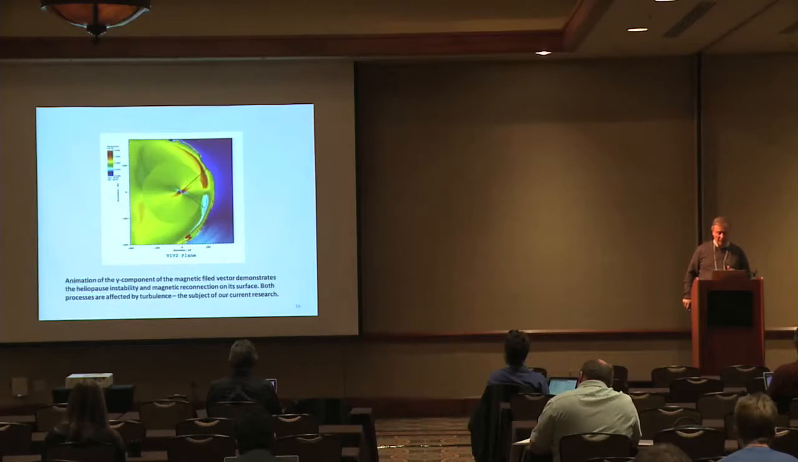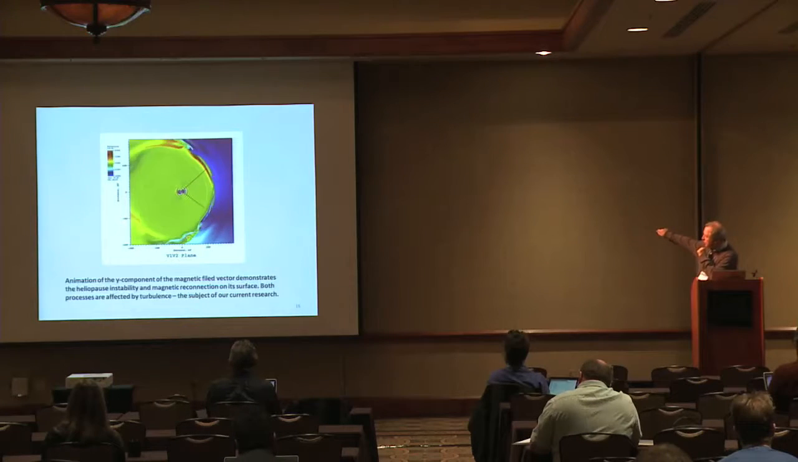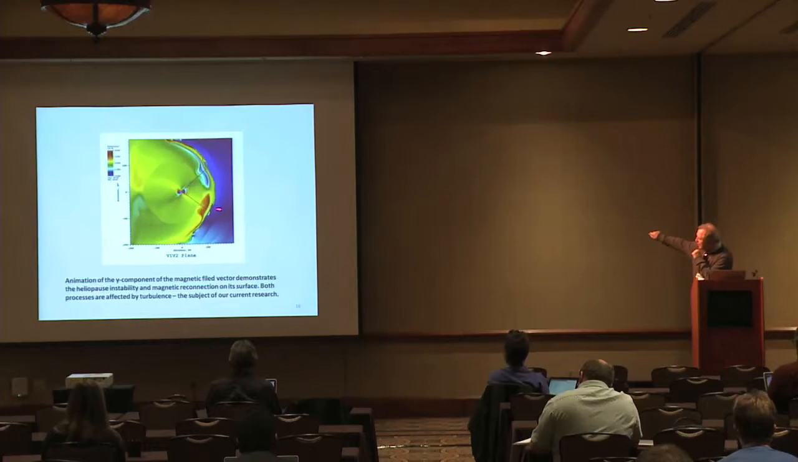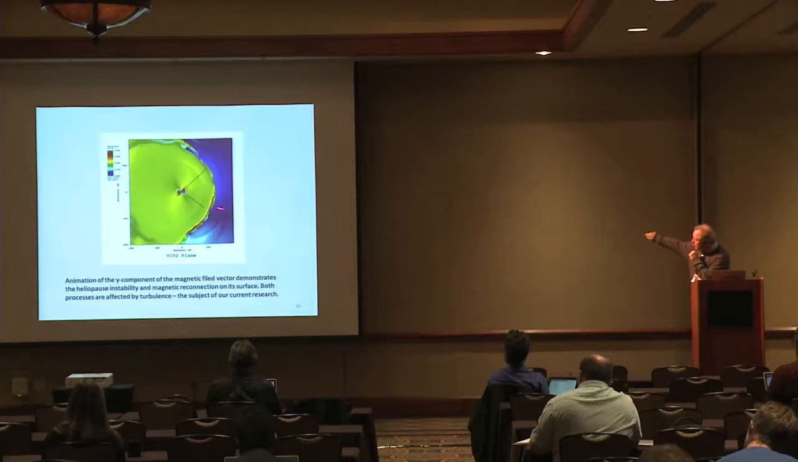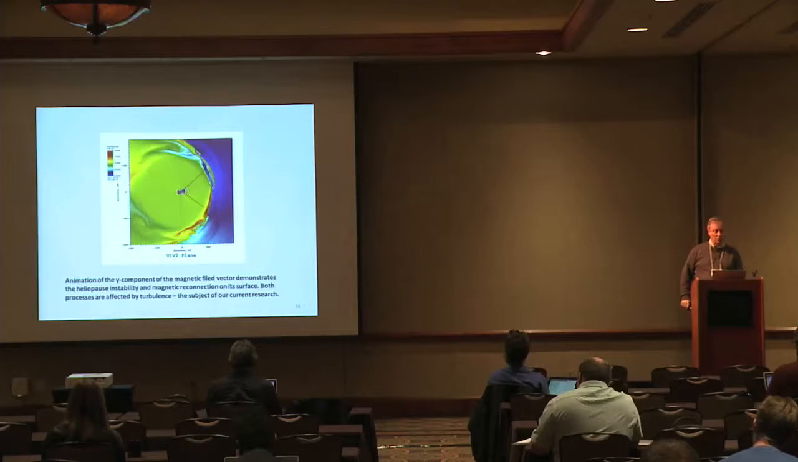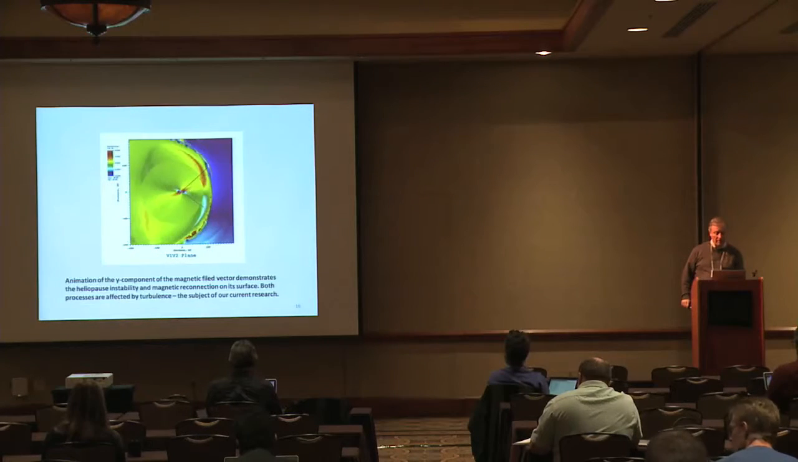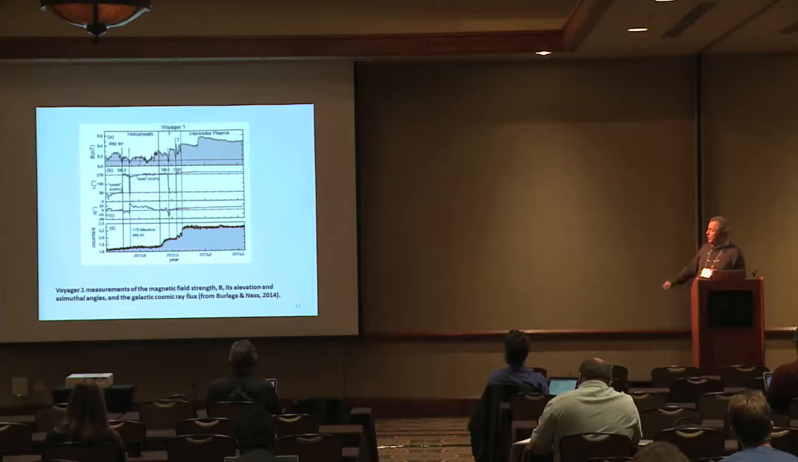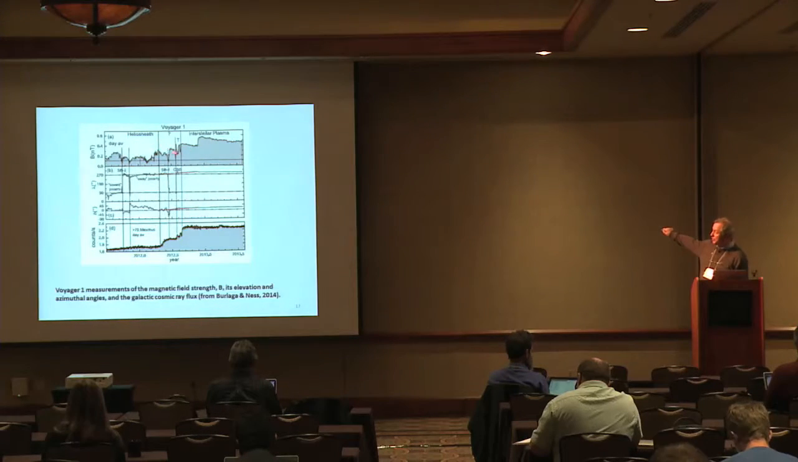So this animation shows this instability right here, and in this area at Voyager 2, you see the destruction of the current sheets, which are likely due to magnetic reconnection. So this is the Voyager observation. This is the transition into the interstellar medium right here.